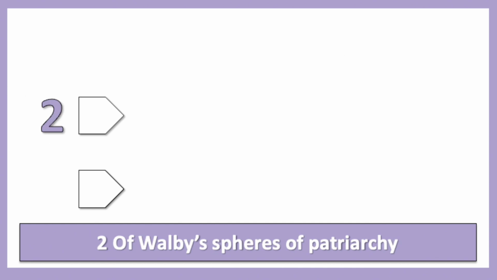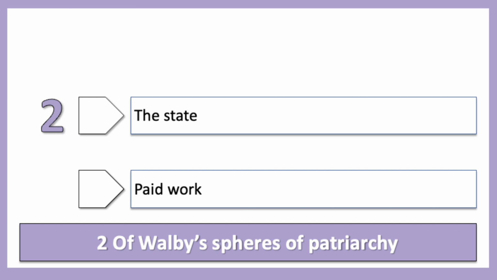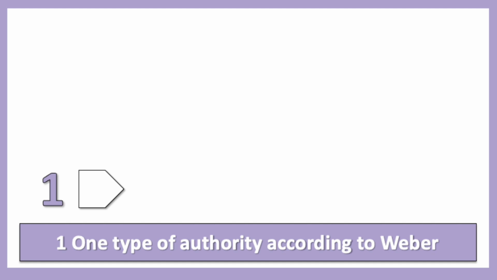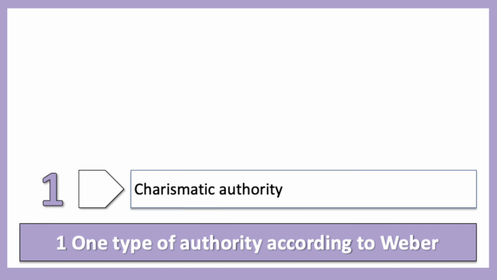Number 2, so 2 of Walby's spheres of patriarchy. The state and paid work, so these are things that she claimed had control over women. And then number 1, 1 type of authority according to Weber, charismatic. So you could also have rational-legal, and you could have traditional. So well done if you got those correct.